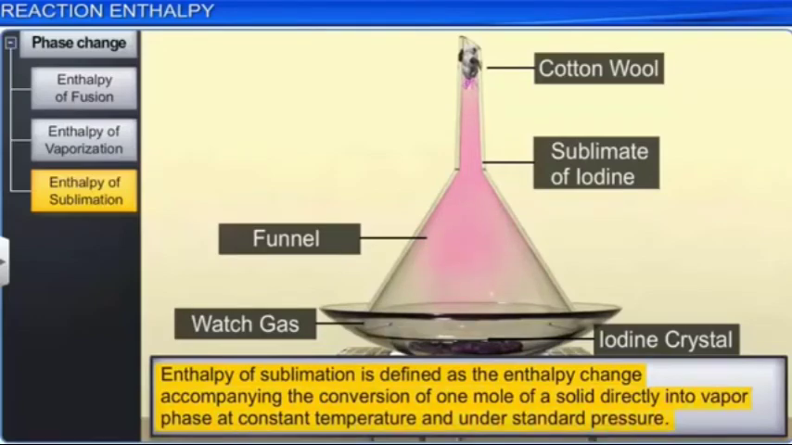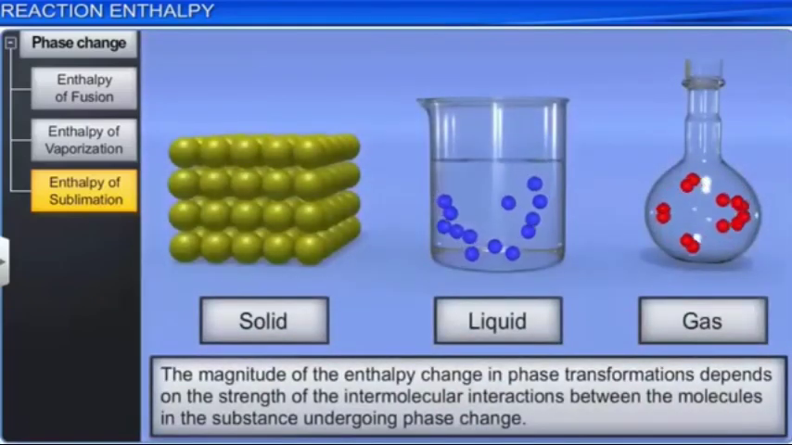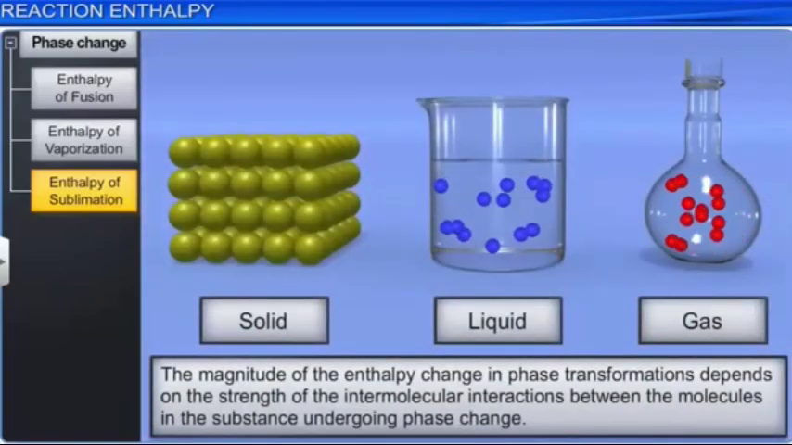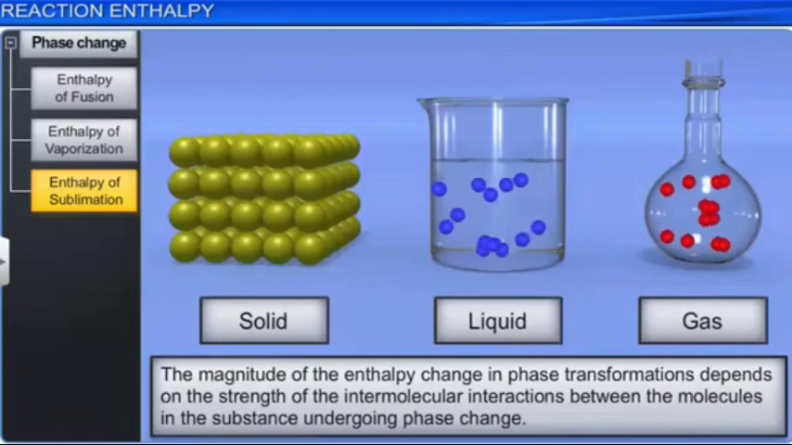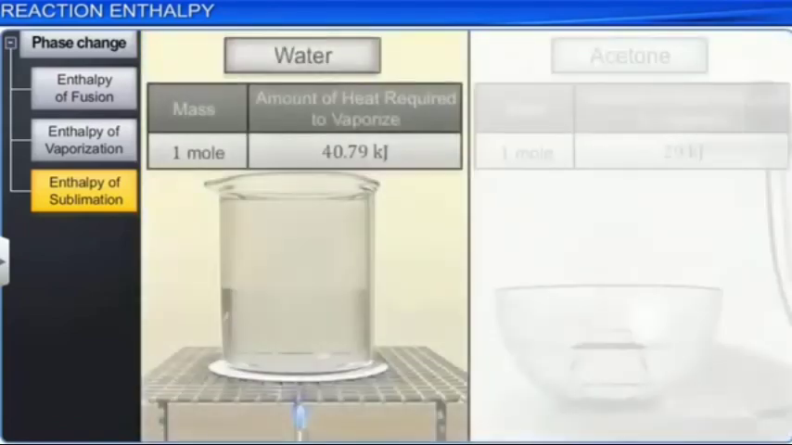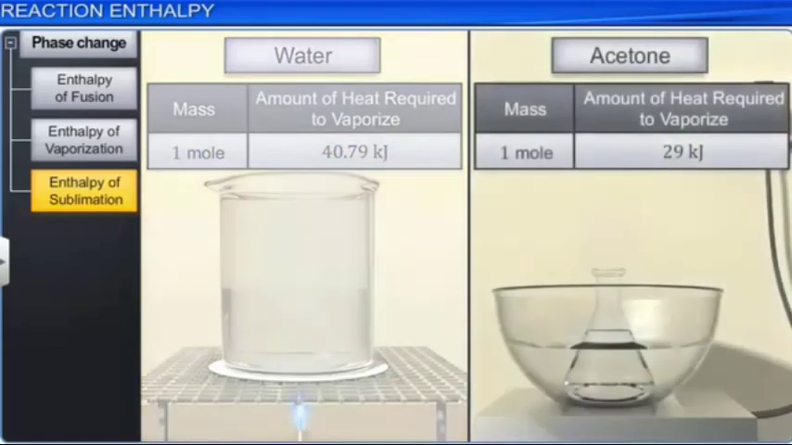For example, the amount of heat required to sublime 1 mole of iodine is 62.4 kilojoules. Thus, we can say that the molar enthalpy of sublimation of iodine is plus 62.4 kilojoules per mole. The magnitude of the enthalpy change in phase transformations depends on the strength of the intermolecular interactions between the molecules in the substance undergoing phase change. For example, it requires about 40.79 kilojoules of energy to vaporize 1 mole of water, while it requires only 29 kilojoules of energy to vaporize 1 mole of acetone.